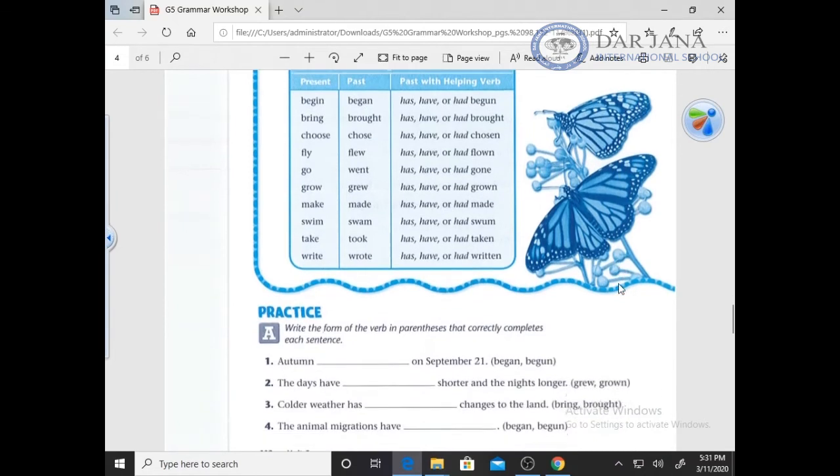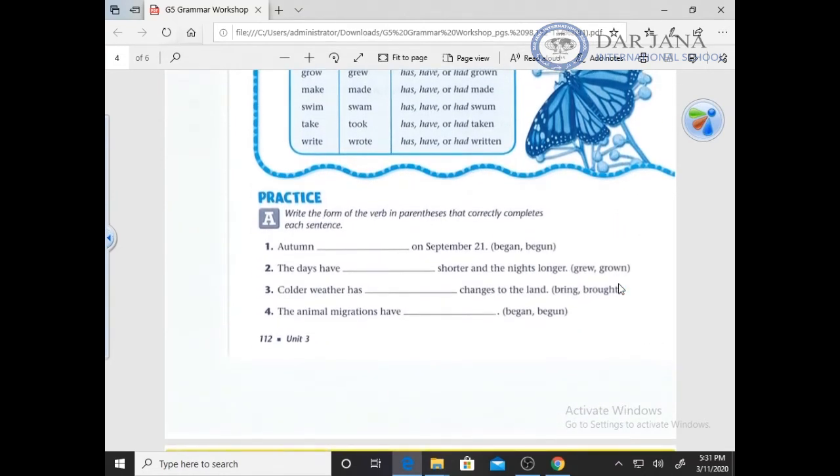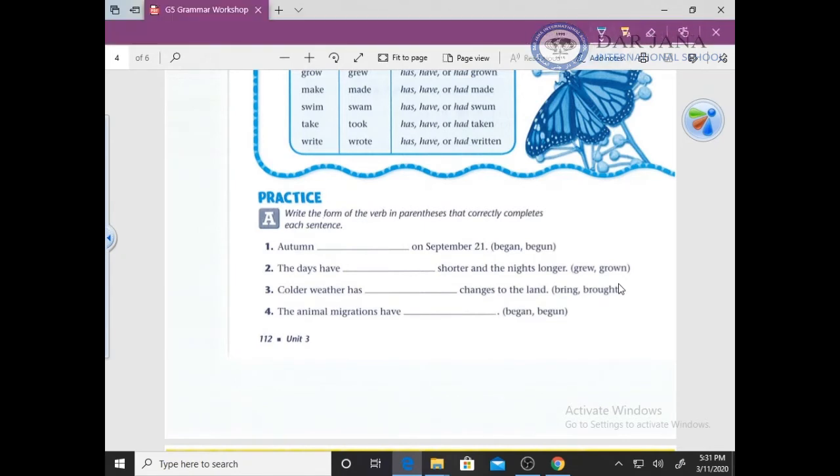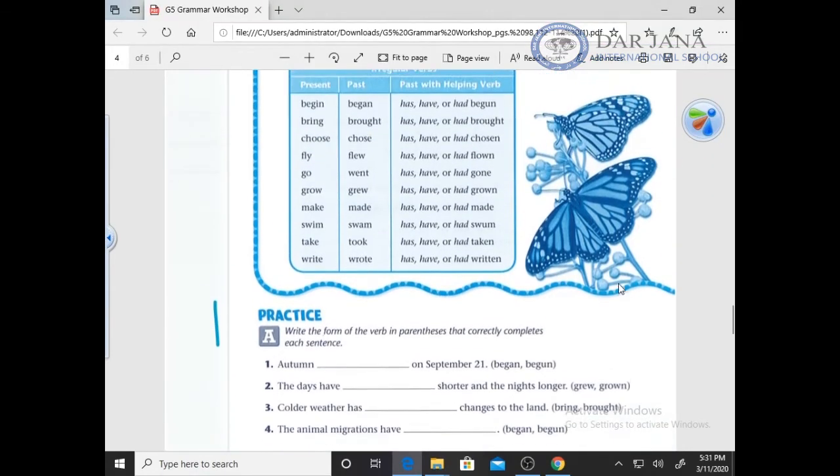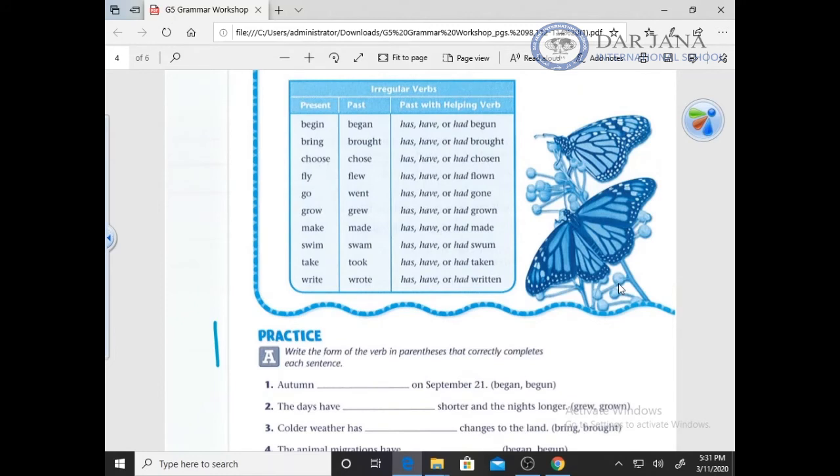Now let's go to the practice on the same page 112. Write down the form of the verb in parentheses that correctly completes each sentence. If we look at number 1, autumn on September 21 began or begun. Let's go back to the table chart and compare. The verb is began or begun. If we look, we can find that we have to say began. So let's write on the line began.